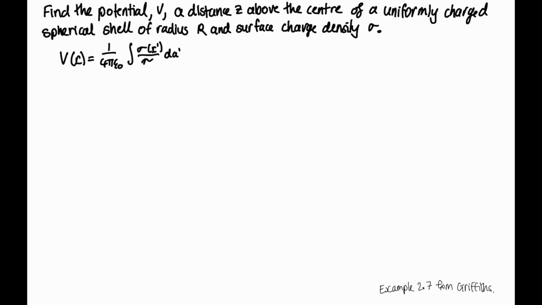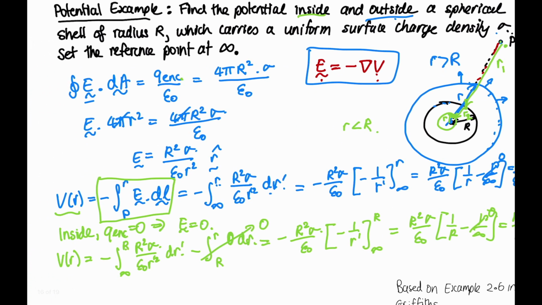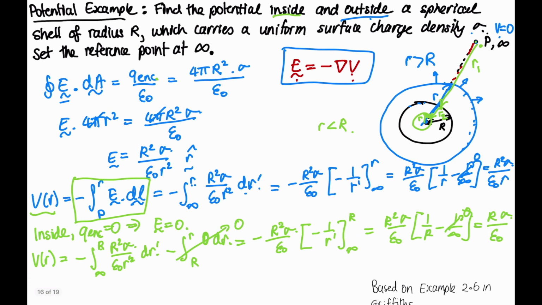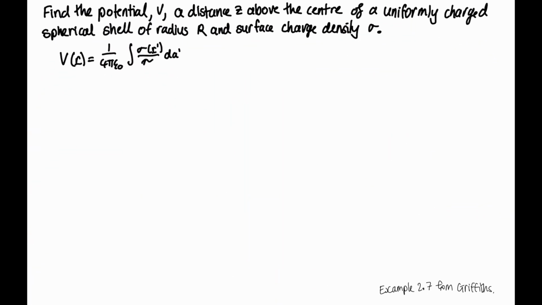So now what we're going to see is how we can use this technique to solve the same example problem as we solved previously. In this problem, we're asked to find the potential V, a distance z above the center of a uniformly charged spherical shell of radius r and surface charge density sigma. So this is the one that we solved back here, but now we're going to use this different technique to solve it. Okay, so in order to use this technique, let's sketch a little diagram showing what we're doing.